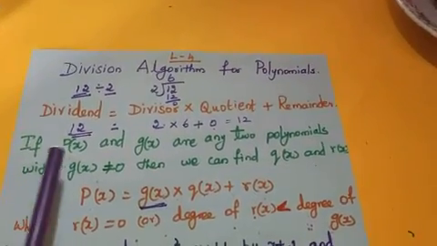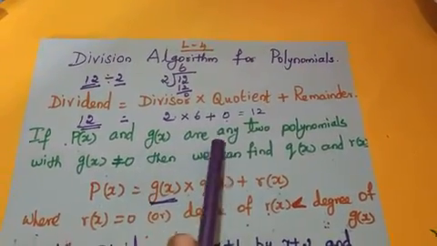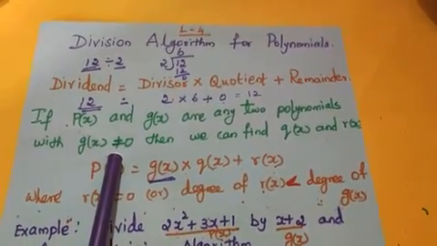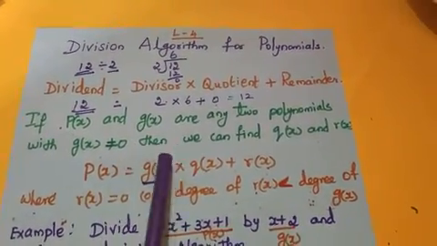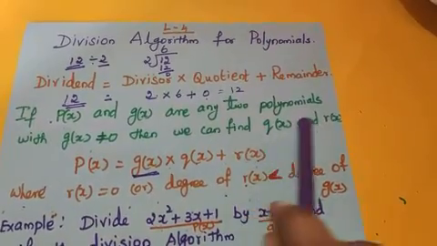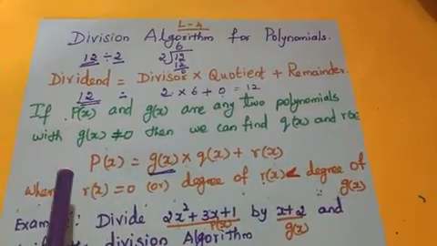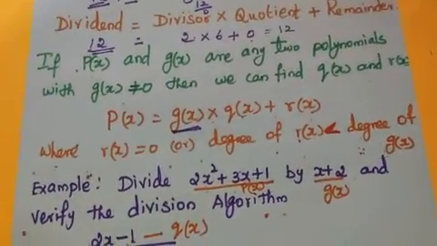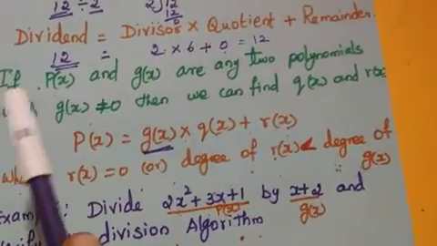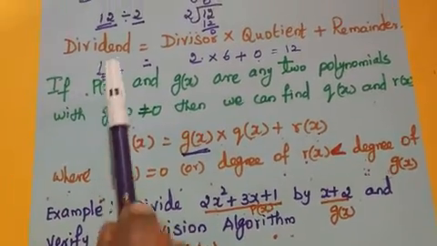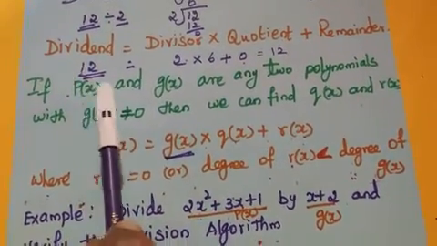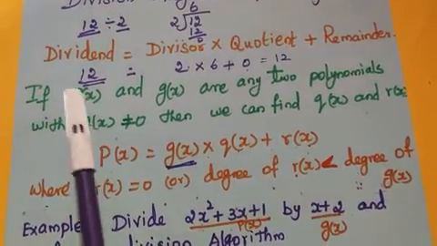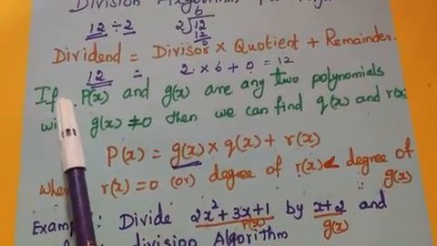If P of x and G of x are any two polynomials with G of x not equal to 0, then we can find Q of x and R of x. Don't get confused with P of x and Q of x; I will explain in very simple language. P of x is nothing but your dividend, the given polynomial. Whatever polynomial is given to us, that is P of x.